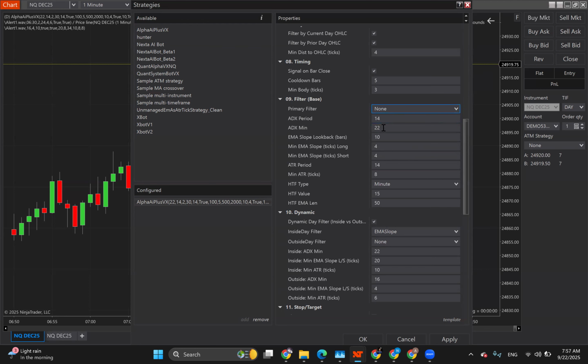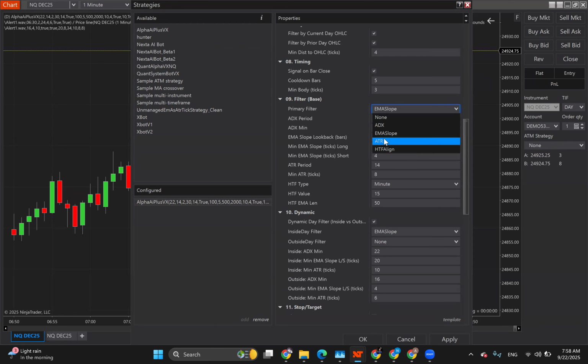And each one of these has its own setup. So if you make it none, it's not going to use any filter. If you make it ADX, the system will use the ADX as a filter. And then you can change the ADX also, ADX period 14, ADX minimum 22. So if the market has ADX less than 22, it will not take a trade at all. If you use the EMA slope, same thing. EMA slope looks at bar 10, EMA slope minimum ticks, which means the slope, the curve. So if the curve is less than 4 ticks, we'll not take a trade for long or short.